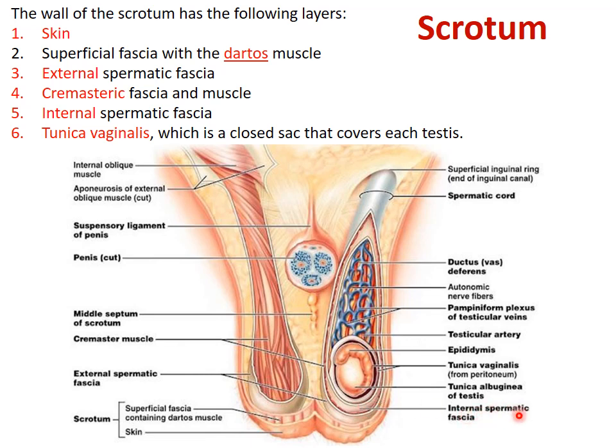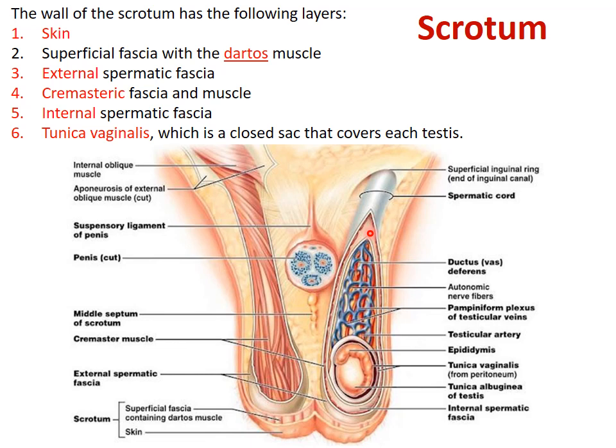So the internal spermatic fascia is the third layer from outside. So external spermatic fascia, then cremasteric muscle and cremasteric fascia, and then the internal spermatic fascia. Internal spermatic fascia is the continuation of the third layer of the abdomen, that is the transversus abdominis.